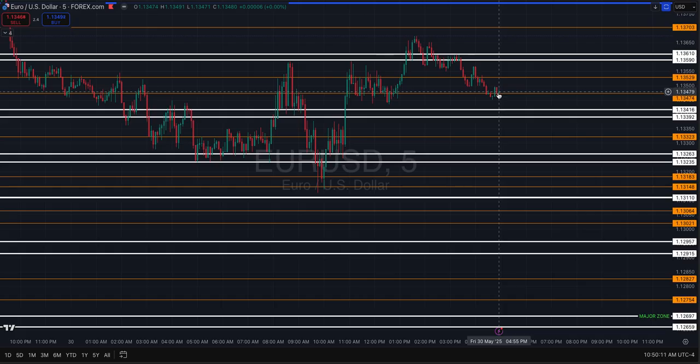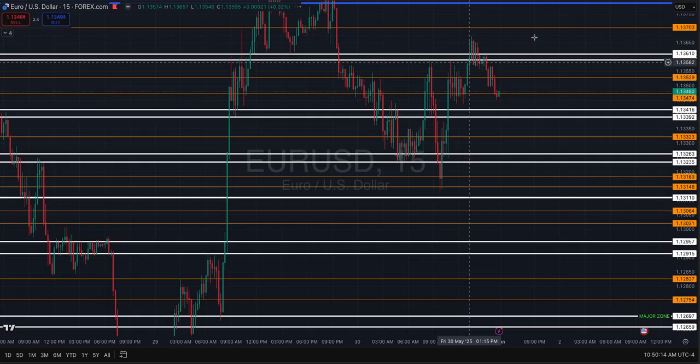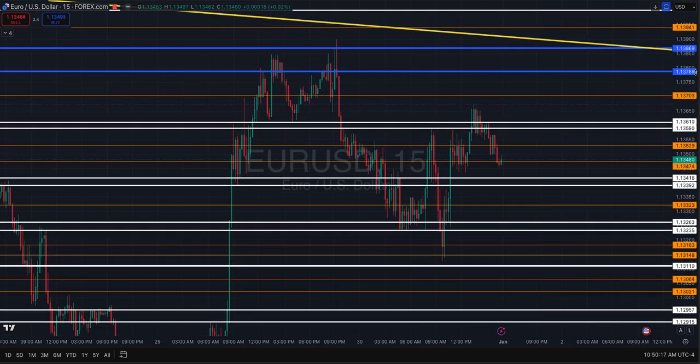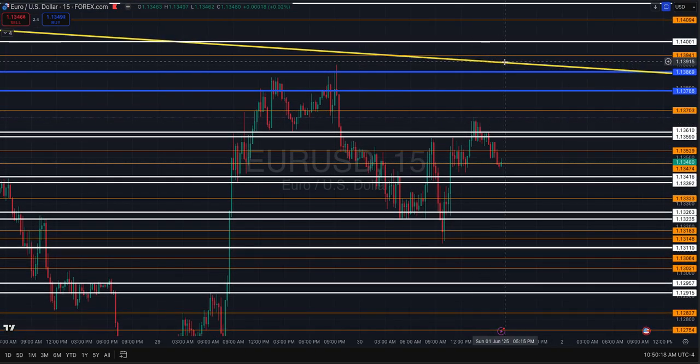I think if we get a pop, we push through, we should be able to test the macro level above here one more time and possibly definitely hit that bull flag on the top if we can get up there.